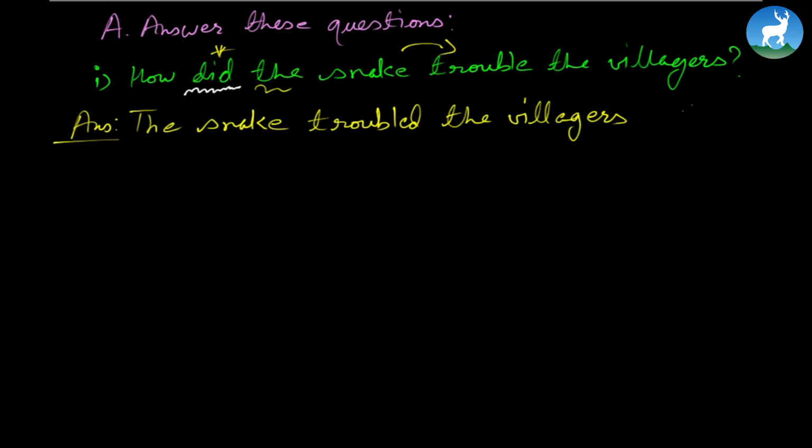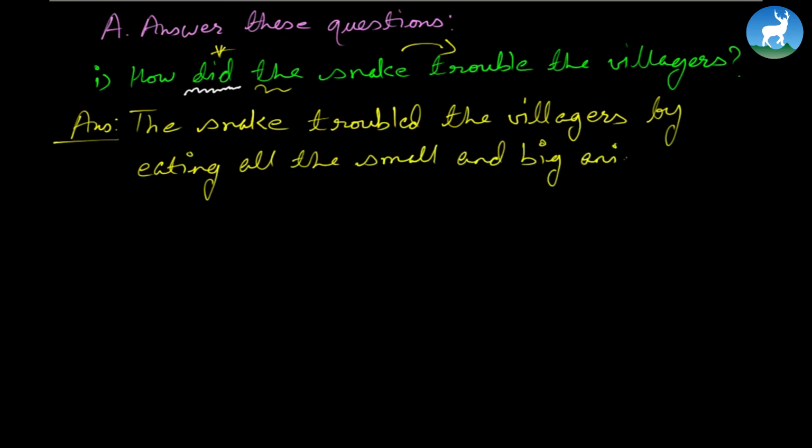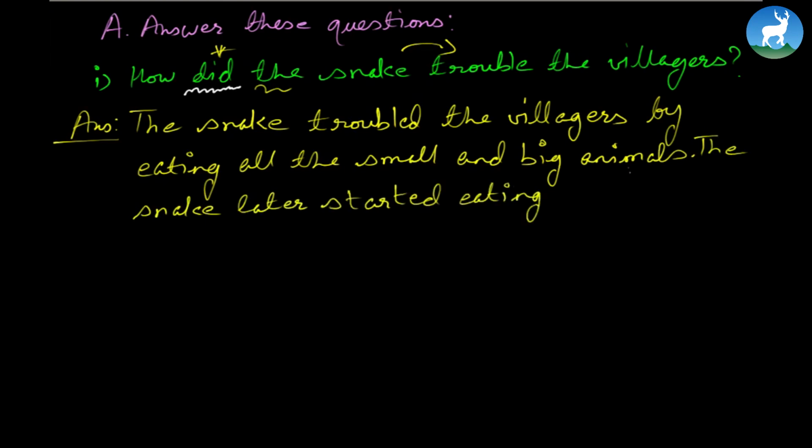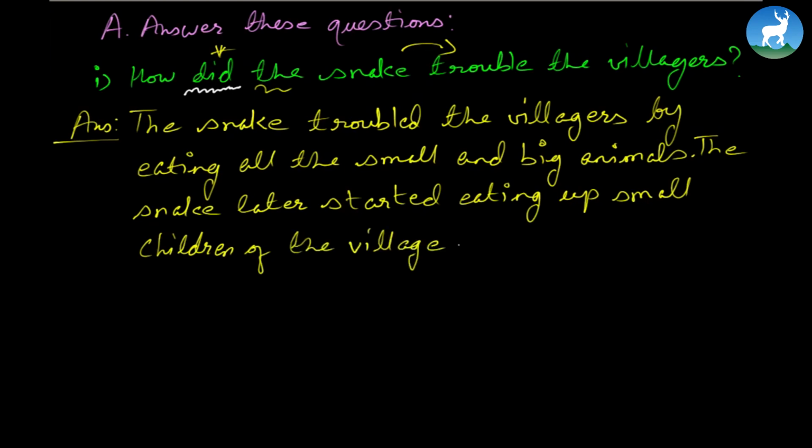The snake troubled the villagers by eating all the small and big animals. The snake later started eating up small children of the village. See, a very simple answer. So this is how the snake created a great havoc or trouble in the village.